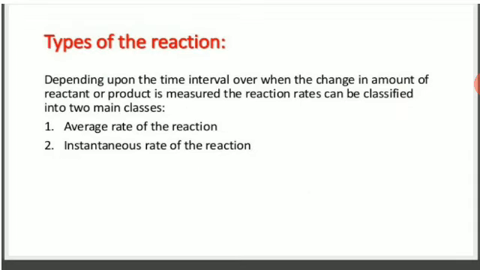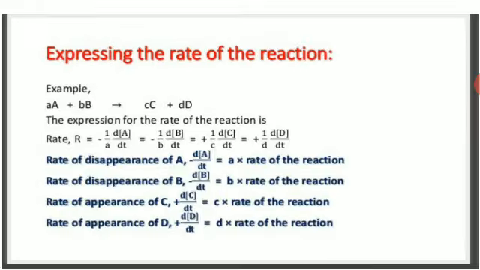There are two types of reaction rate, average rate of the reaction and instantaneous rate of the reaction. So average rate of the reaction is used when the change is taking place in due course of time, and instantaneous rate of reaction is used when the reaction is taking place instantaneously or very fast.